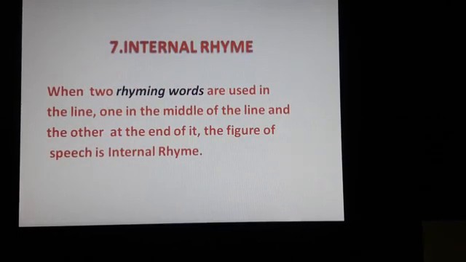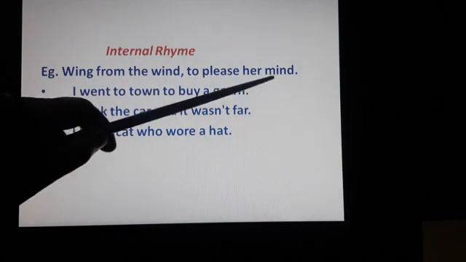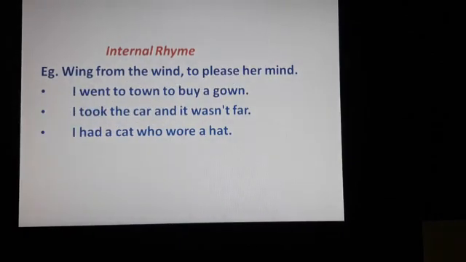Seventh is internal rhyme. I hope you know what is rhyming words. You have learnt it in a primary section itself, like cat, bat, hat. These are the rhyming words. So when two rhyming words are used in a line, one in the middle of the line and the other at the end of it, the figure of speech is internal rhyme. Rhyming words. Okay. See here, wing from the wind to please her mind. See the rhyming word, wind, middle, and the mind. Same rhyming words.